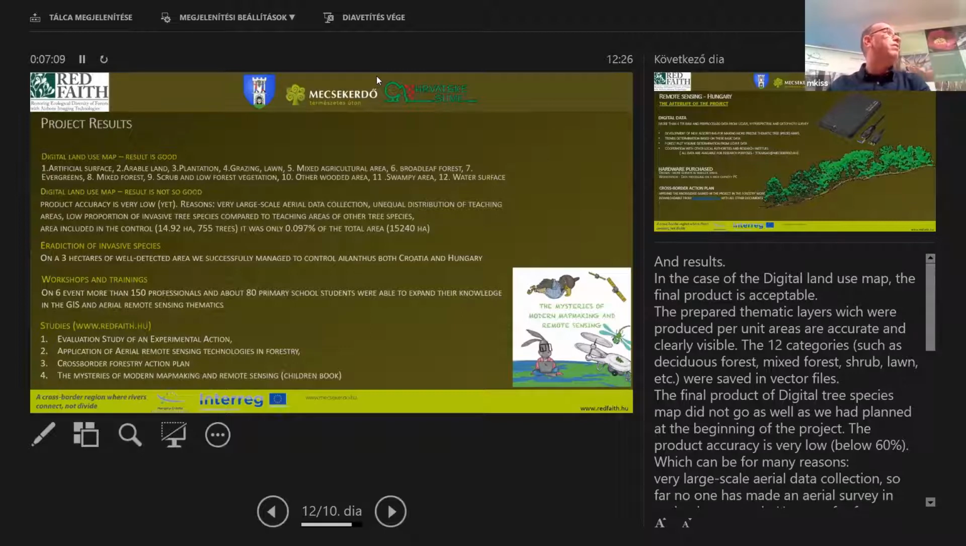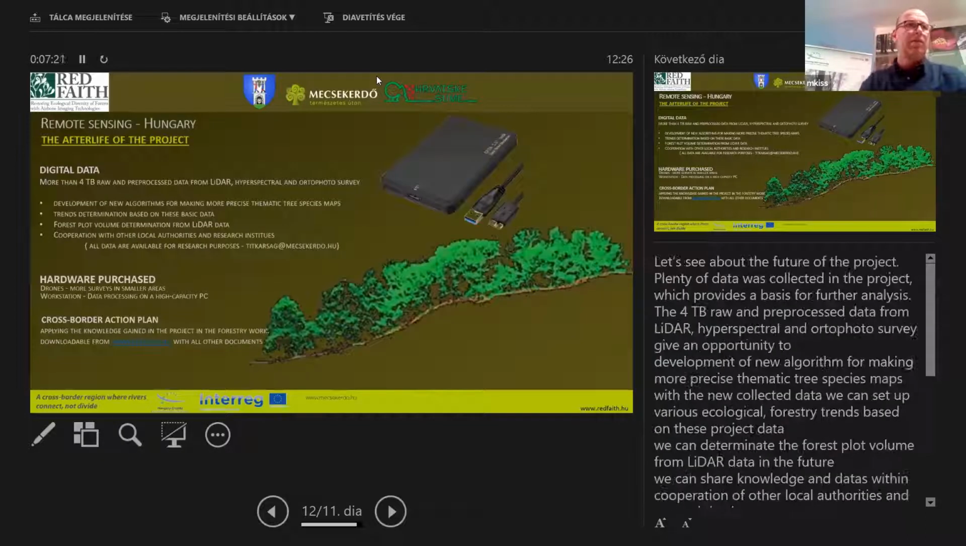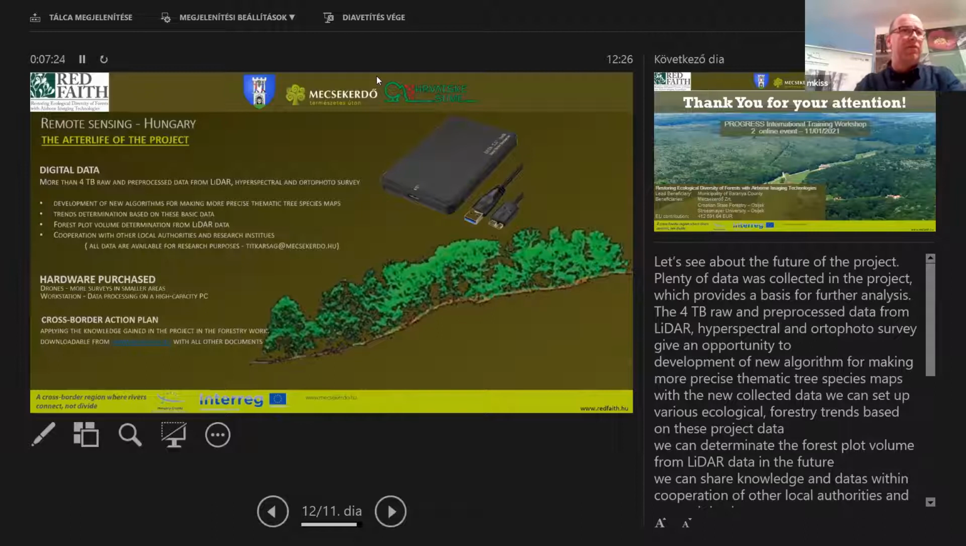In 3 hectares of wild detected area, we successfully managed to control Ailanthus, both in Croatia and Hungary. We are using the methods from Interreg oak protection. We successfully organized many events.